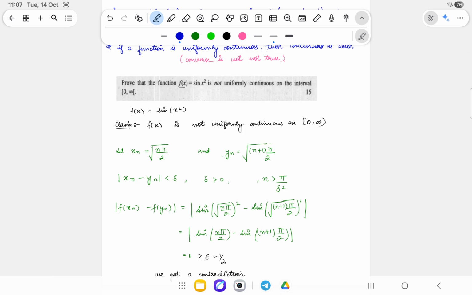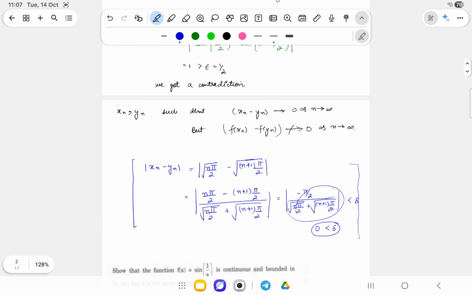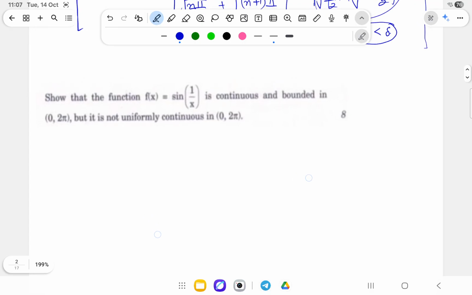Now let's move on to the next question. The next question says: show that the function f(x), that is sin 1 by x, is continuous and bounded in (0, 2 pi), but it is not uniformly continuous in (0, 2 pi). So first let's prove its continuity, and then we'll move on to show that it's not uniformly continuous.